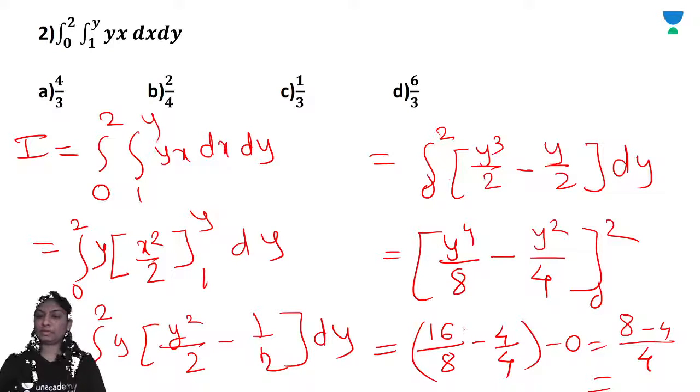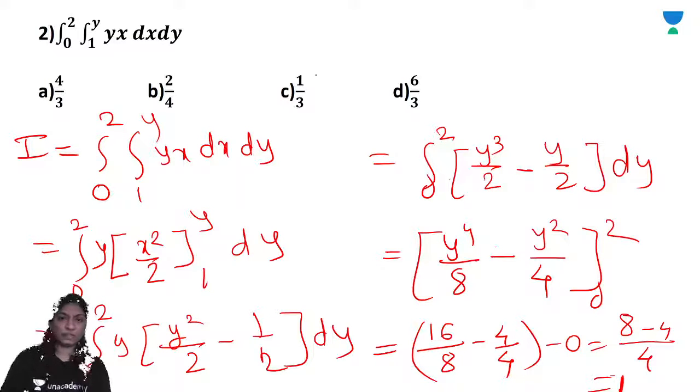16 by 8. So 2 minus 4 by 4. So 1. So we will get 1. The correct option is 1, but here it is not given. So we will use it here, 1. Right? This is the correct option.